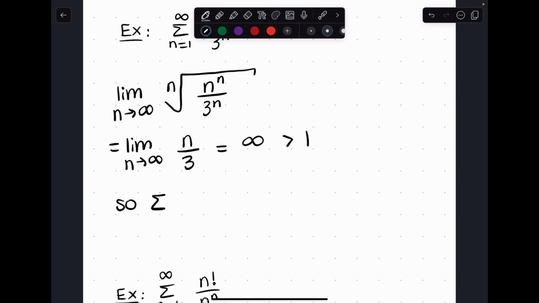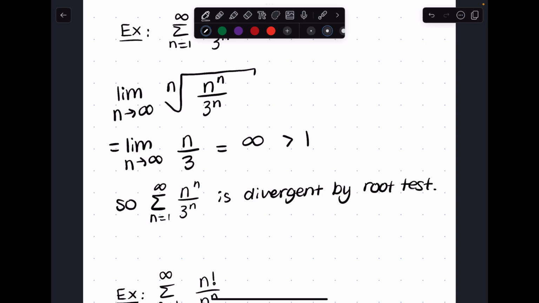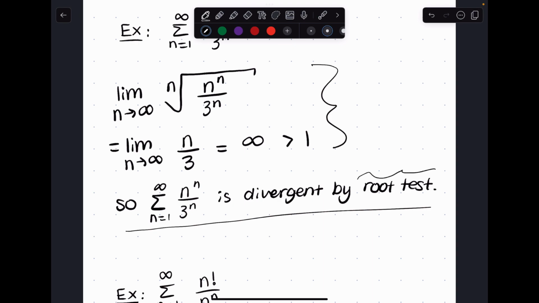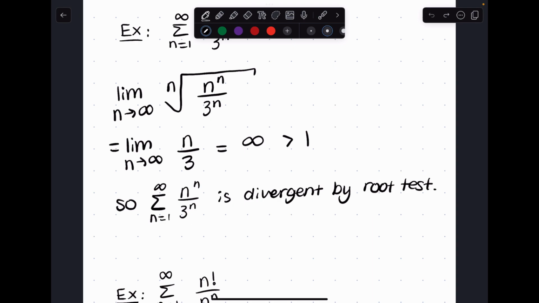So the series is divergent by root test. Okay, so we have our work for root test, and then we have our conclusion about the series, and we mention the theorem that we used.